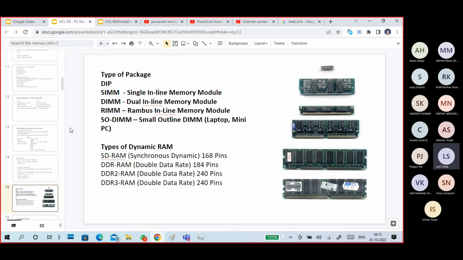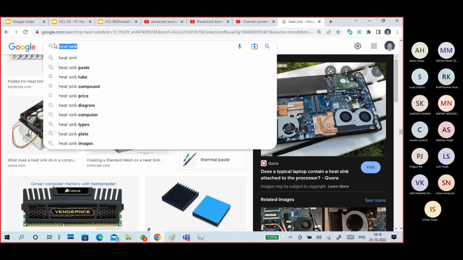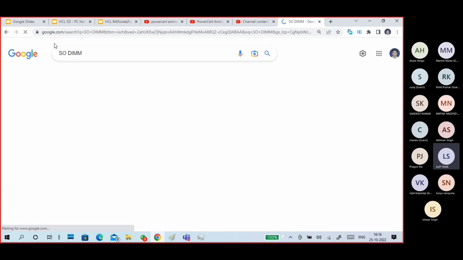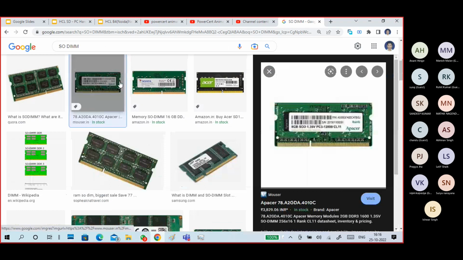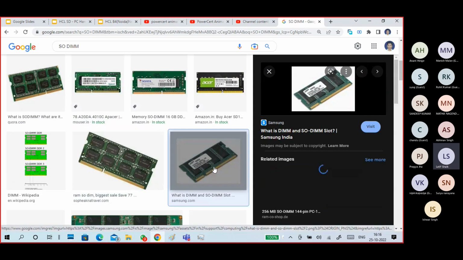This is a small thing about RAM, guys. RAM has different packages: DIP, SIMM, DIMM, RIMM, SODIMM. What is SODIMM? SODIMM package type RAMs are laptop RAMs. I will show you that one. These RAMs look small. This is called the SODIMM package.